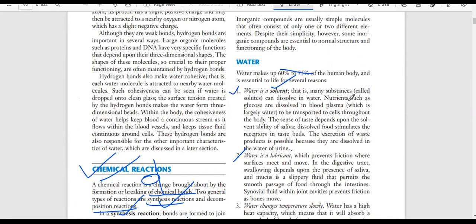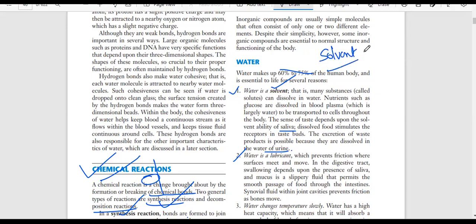Many substances called solutes can dissolve in water. Nutrients such as glucose are dissolved in blood plasma, which is largely water, to be transported to cells throughout the body. The sense of taste depends upon the solvent ability of saliva. Dissolved food stimulates the receptors in taste buds. The excretion of waste products is possible because they are dissolved in the water of urine. So basically, water is solvent.